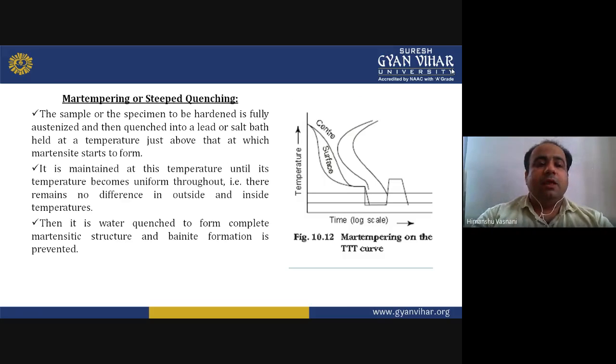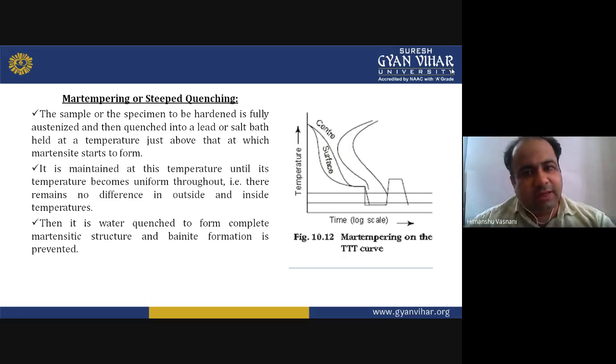Now, martempering and stepped quenching. That was austempering, now it is martempering. Now the sample or the specimen to be hardened is fully austenitized again, and then quenched into a lead or salt bath held at a temperature just above that at which martensite starts to form. Understand the difference between austempering and martempering.